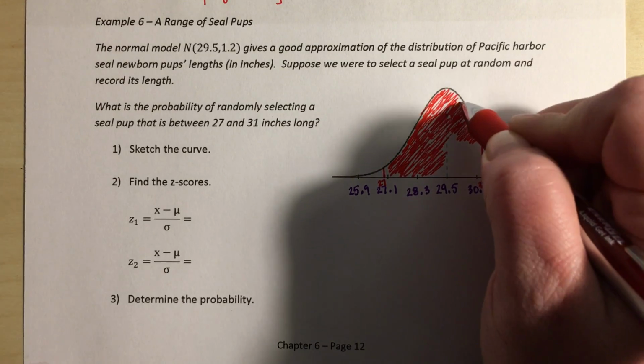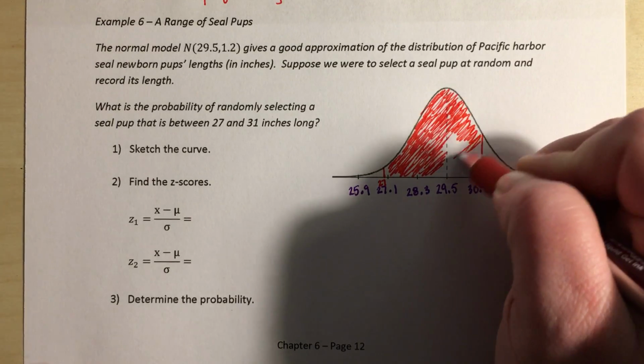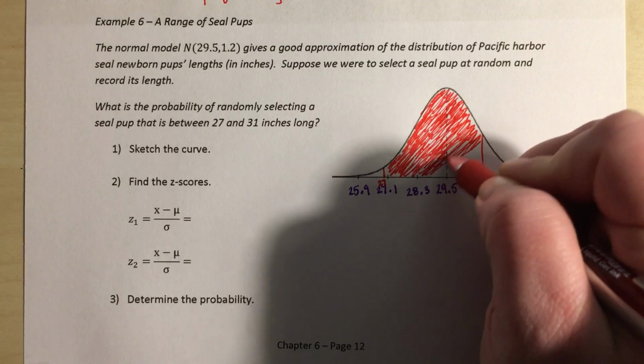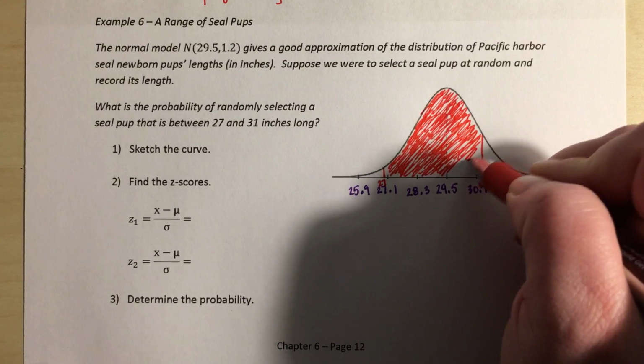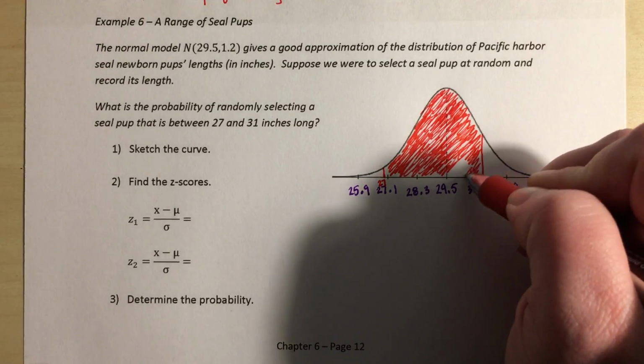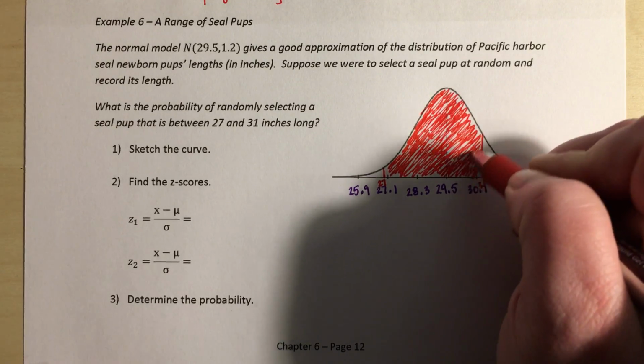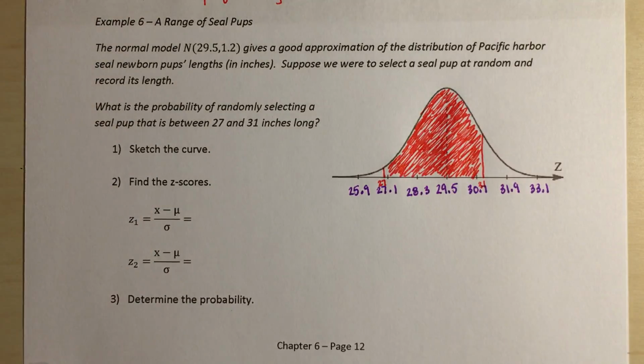Our percentages can never be more than 100% because our total area under the curve is 100%. But the size of the area that you are shading in can definitely help indicate what type of answer you're going to get.